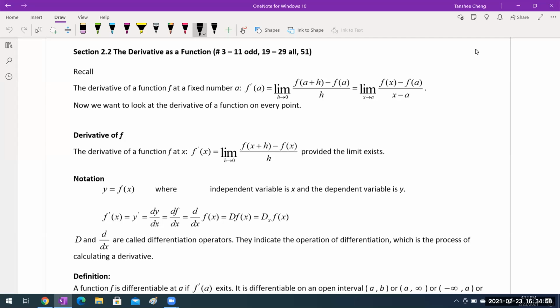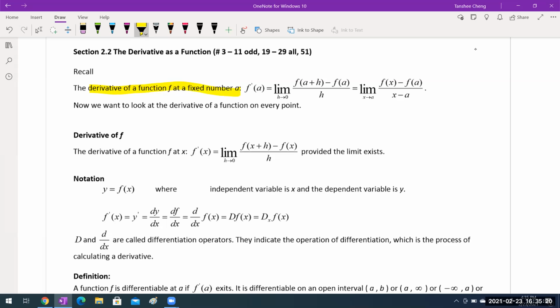2.2, derivative as a function. In these sections, we're going to look at the derivative of a function in general. Okay? In previous sessions, we defined the derivative of a function at a fixed number. Right? Derivative of a function at a fixed number a.